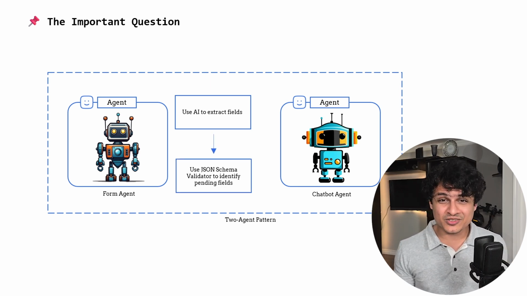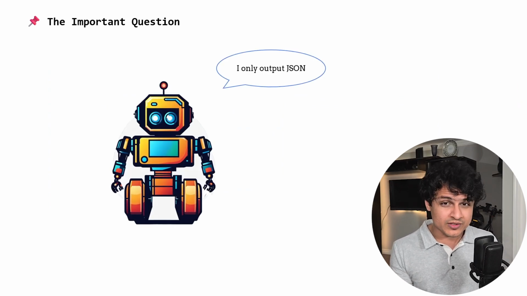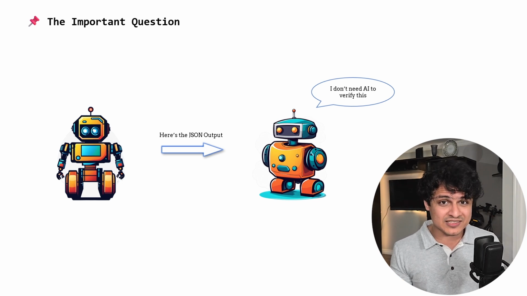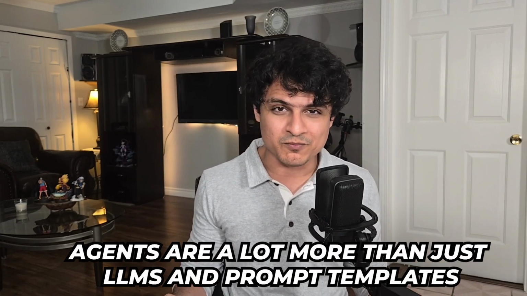And it doesn't need to stop here. If you're certain that your previous agent will spit out structured output like JSON, your reflector or secondary agent can be completely deterministic and not use AI at all. I know I kind of dragged this one out a bit, but hey, it's really important to understand that agents are a lot more than just LLMs and prompt templates. You can literally do whatever you want with them.